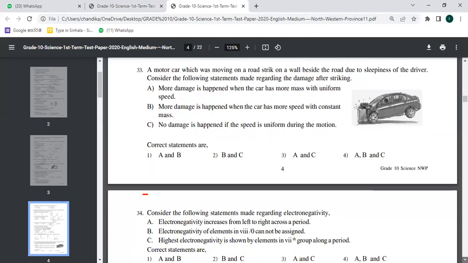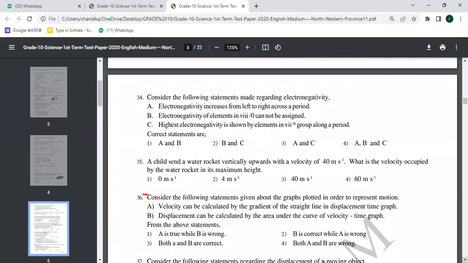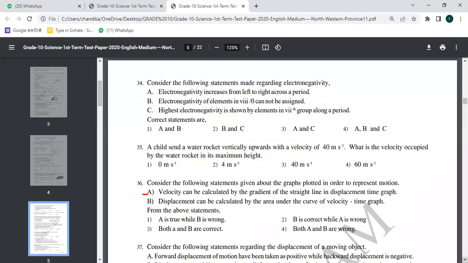Question number 34. Consider the following statements made regarding electronegativity. First: electronegativity increases from left to right. Correct or wrong? Somebody tell me. Correct.